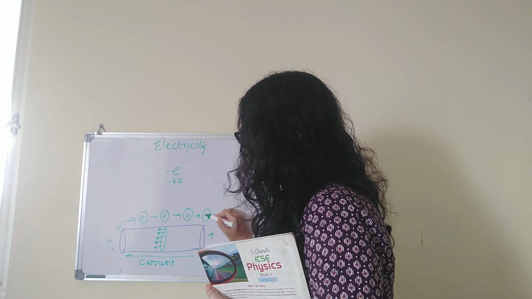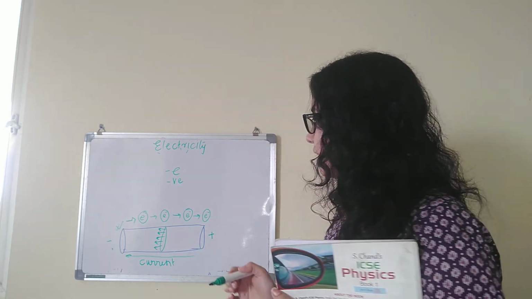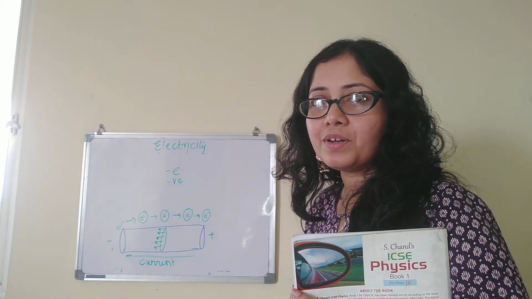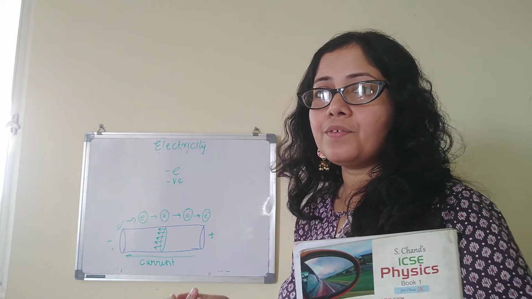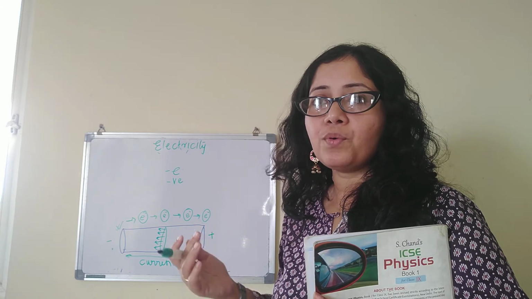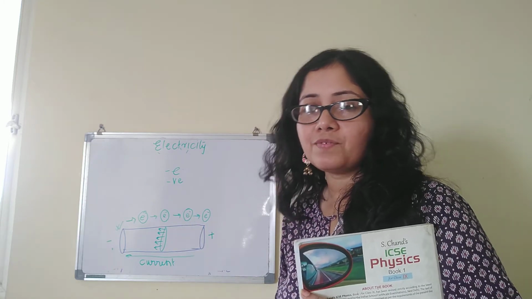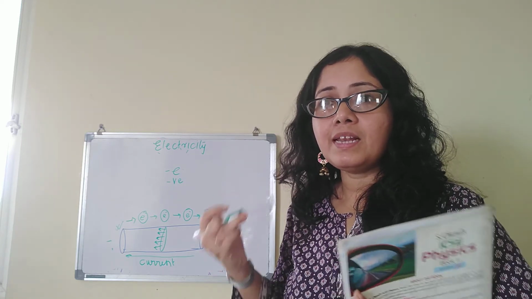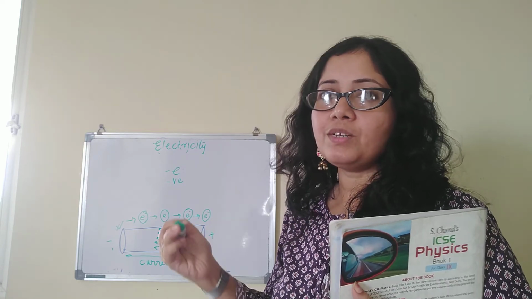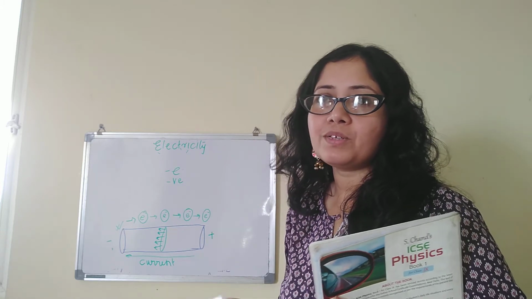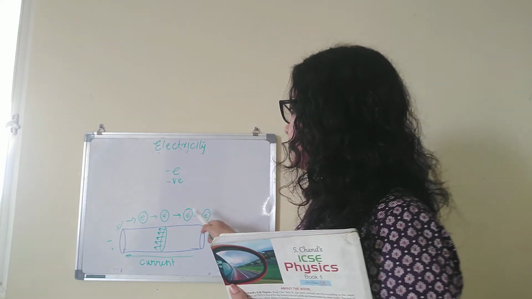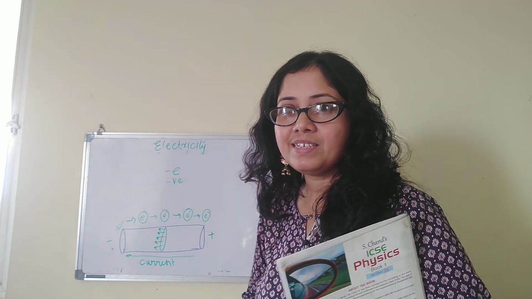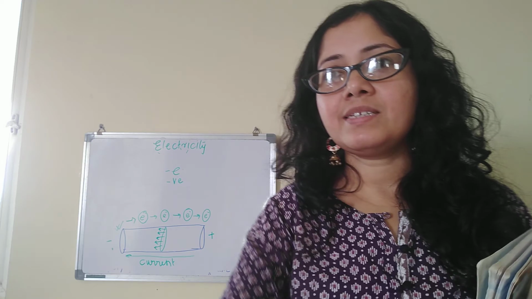So children, this discovery of the electron happened much later than when current was discovered, right? When current was discovered, it was thought that current flows from the positive terminal to the negative terminal, but now we actually know that the movement of the electrons helps in the movement of the current, and electrons flow from negative to positive terminal. Alright, now read your book, you will understand. Thank you.